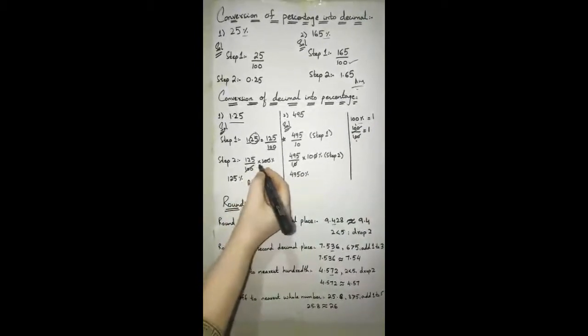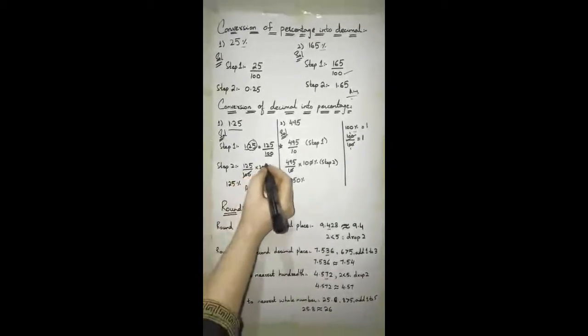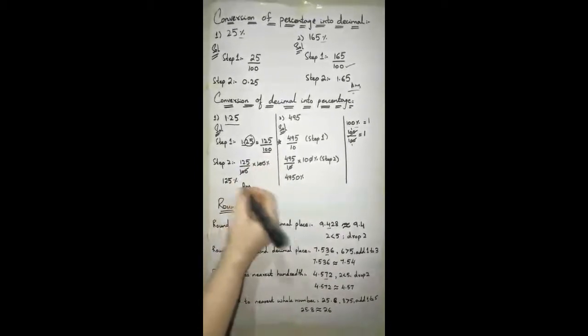125 upon 100 multiplied by 100%. 100% equals 1. Remember this. 100 cancels out. 125% is the answer.